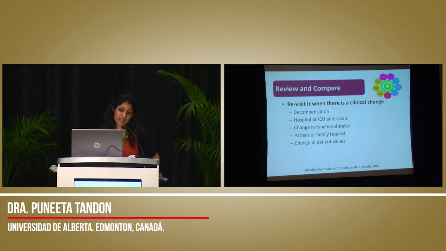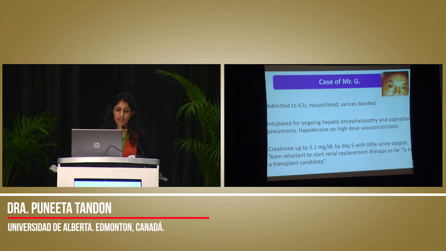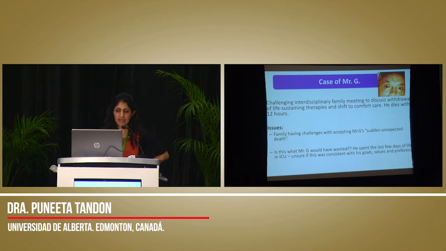And getting back to our case of Mr. G, he was admitted to the intensive care unit because we didn't know what his wishes were and the family was wanting him to be admitted. He was resuscitated and varices were banded. He was intubated. He was hypotensive, still on high-dose vasoconstrictors. His creatinine was increasing, with little urine output. The intensive care unit team was reluctant to start any renal replacement therapy because he was not a transplant candidate. And so there was a very challenging and heated interdisciplinary family meeting to discuss withdrawal of these life-sustaining therapies and a shift to comfort care, and he died within 12 hours.